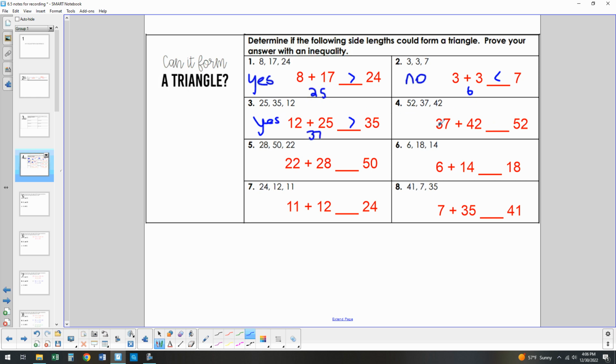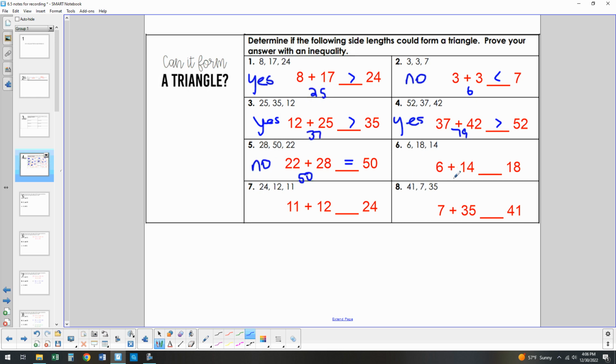37 plus 42 is 79. 79 is way bigger than 52. So that's yes. All right, here 22 and 28 is 50. That's actually equal to it. Equal to it does not work. It has to be greater than. So this is no.